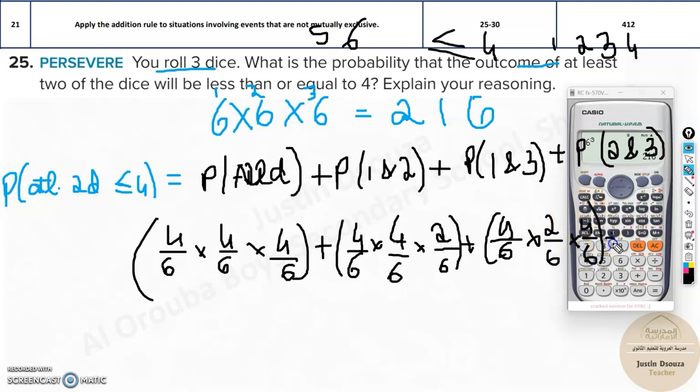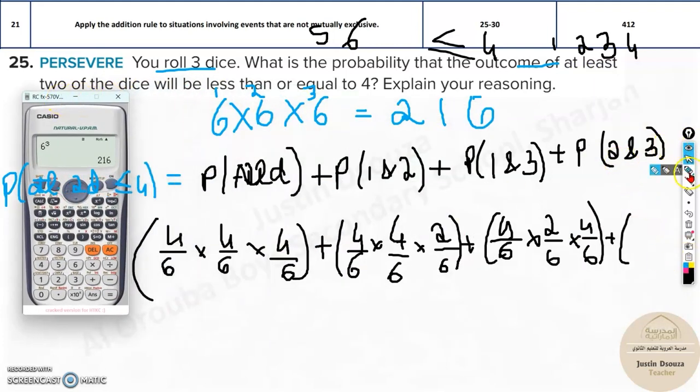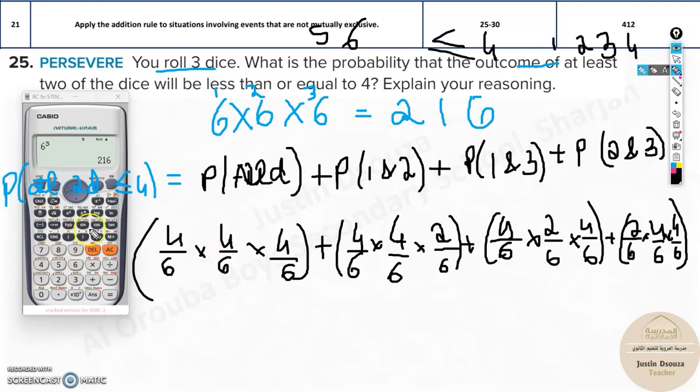And last one over here will be the first die. Let me just change this position. Last one, 2 and 3 will be 4 by 6, whereas this one will be 2 by 6 multiplied by 4 by 6 and 4 by 6. And that is the answer. I mean, this is basically the answer, but don't directly write it. It's a writing question. So let's solve it.